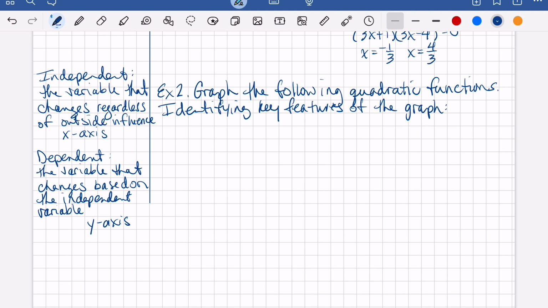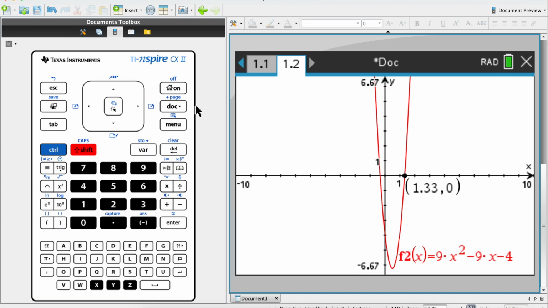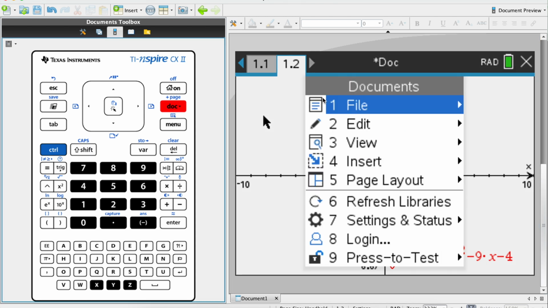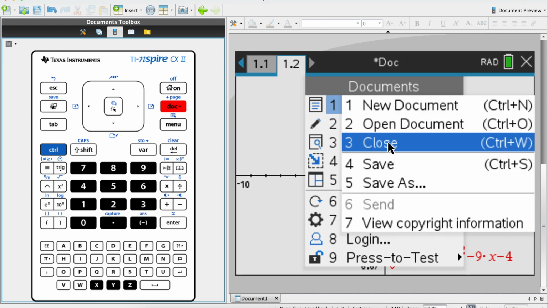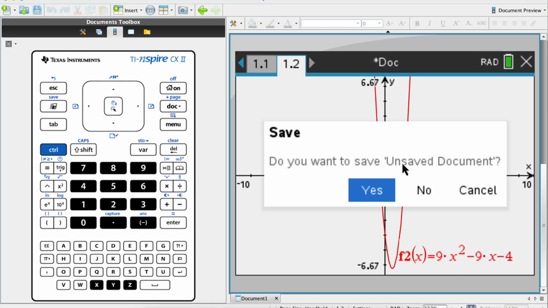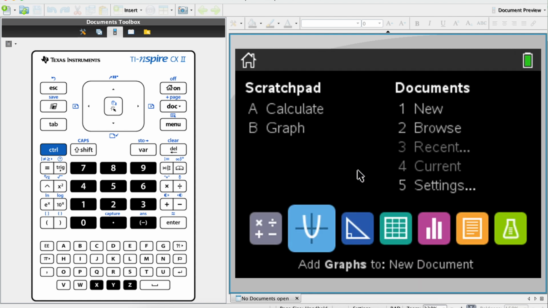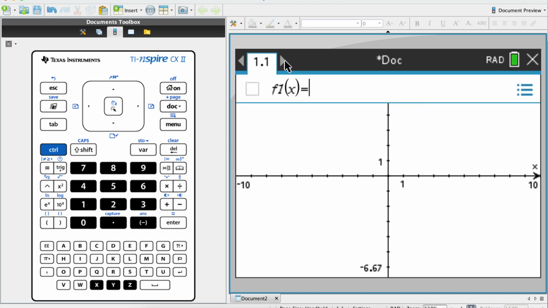Okay, so what we want to do is graph. So we got y equals a negative 2x squared plus 12x minus 15. Instead of opening a new tab or a new page, you can close this. So you can go File, Close, and it'll close everything. I don't ever save. I don't need this stuff, and I don't want to slow my calculator down, so I always hit no. It takes me to my home screen. I can go ahead and open up a calculator, and then I'm back to square one. I have one tab open. I have my first function. I can go ahead and graph.